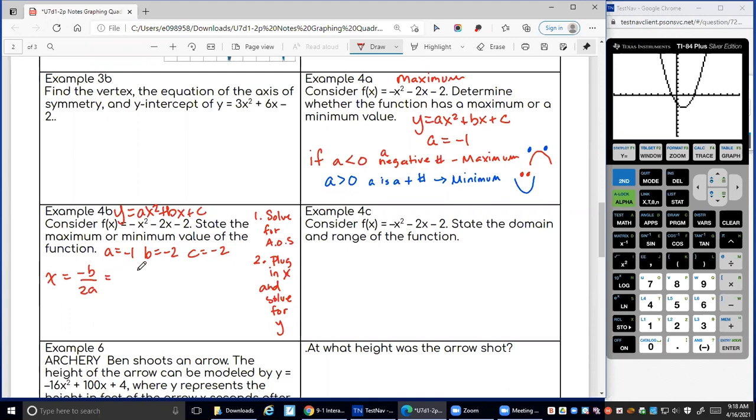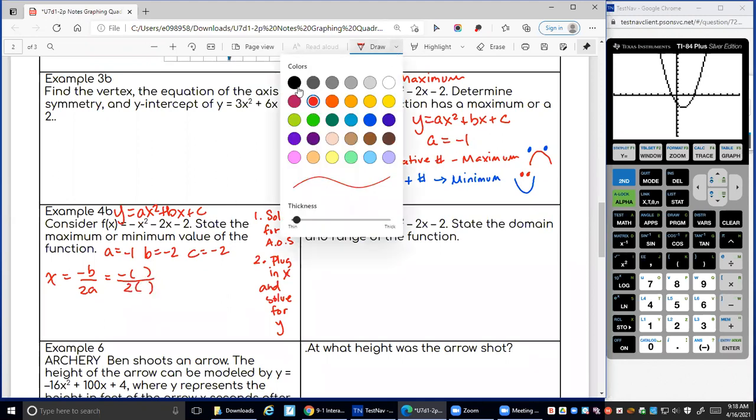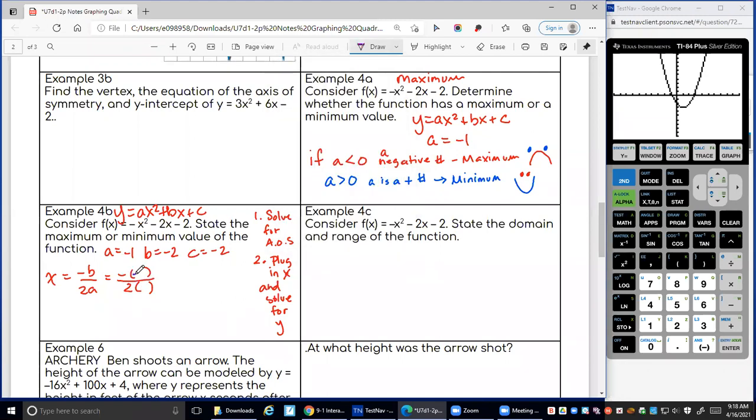So I'm going to just put in my skeleton. I'm going to replace all of the variables with parentheses, right? And then I'm going to drop in b will be -2 and a will be -1. Okay. So a negative times a negative is just a positive. We have +2 on top, and 2 times -1 is -2. And we end up with -1 as our x value.